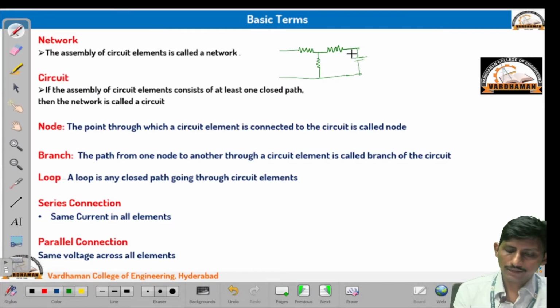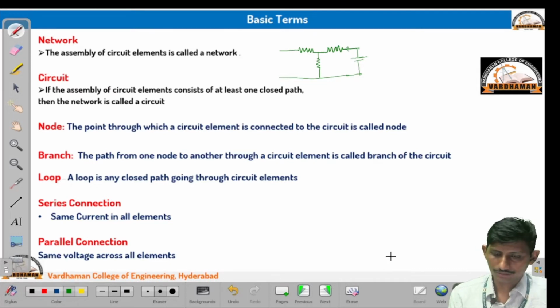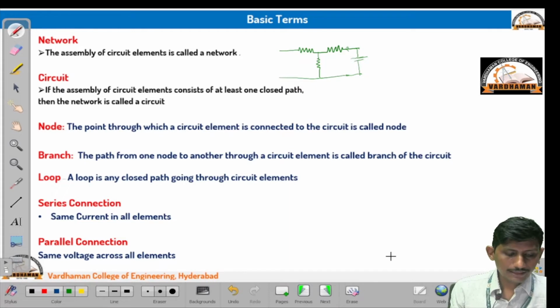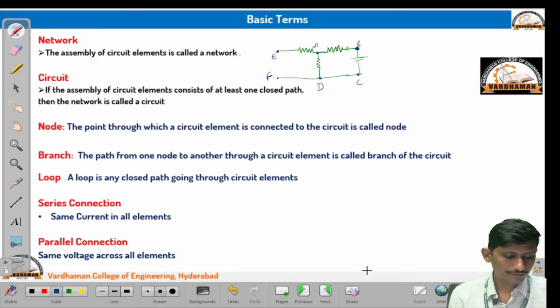Okay. Now, current can flow through this network in this direction. So, this can be called a circuit. A node is a point through which a circuit element is connected to the circuit. That means this can be a node, this is one node, this is another node. Like that you can identify more nodes. Let us name them as A, B, C and D. This is E, this is F. So, all these A, B, C, D, E, F are called nodes.